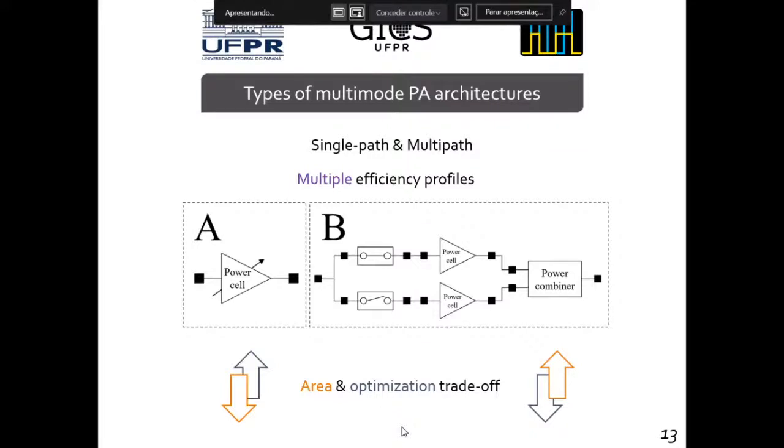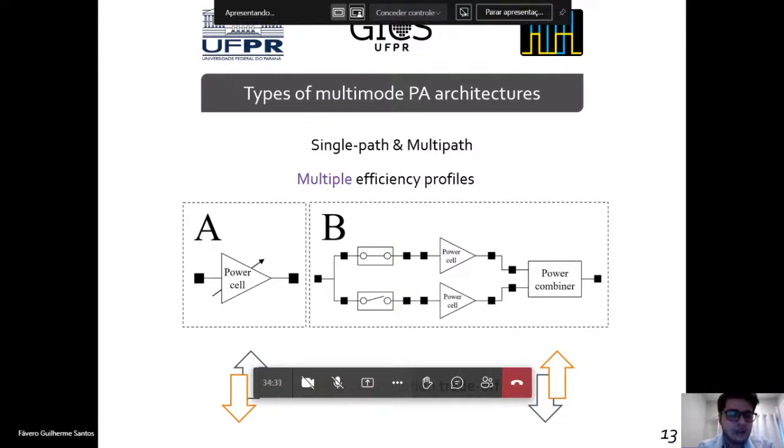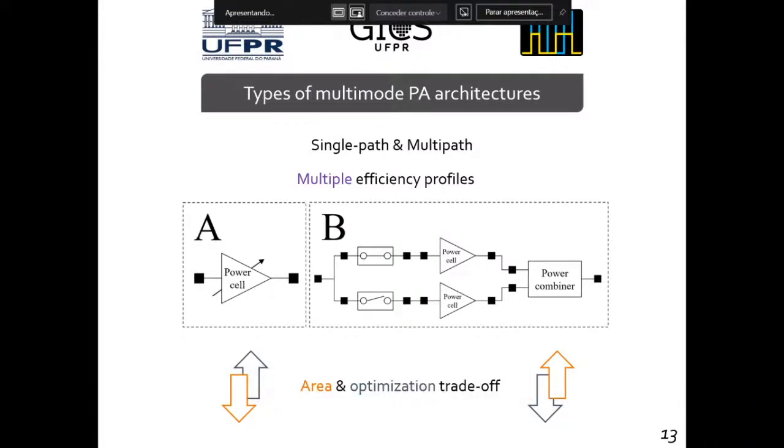Multimode power amplifiers can be designed as a single path and as a multipath architectures. Multipath multimode power amplifiers are circuits that achieve multimode by employing multiple paths for the RF signal. Single-path multimode power amplifiers, however, are circuits that achieve multimode operation with only a single RF signal path. The trade-off between the two architectures is the area and optimization costs. For the second one, the optimization cost is generally lower, but the area is generally higher. For the first one, the area tends to be reduced, but the optimization cost is generally higher.